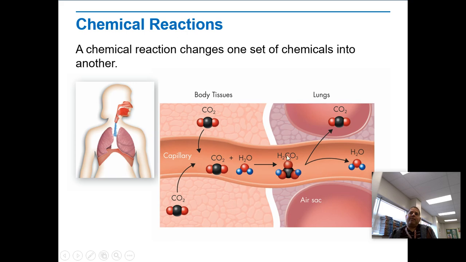Here we have a chemical reaction taking place. The amount of carbon dioxide that's building up in your blood will attach to the water molecules in your blood to form a compound called carbonic acid. That carbonic acid will be carried to your lungs, where you will exhale the carbon dioxide from your lungs back out into the environment. So this is what helps maintain the levels of carbon dioxide in your body. Without this process, you would suffocate and die.